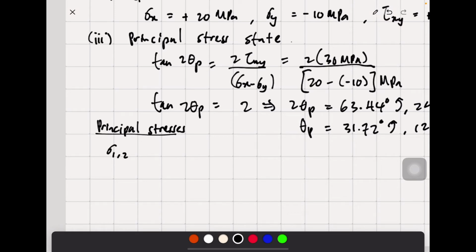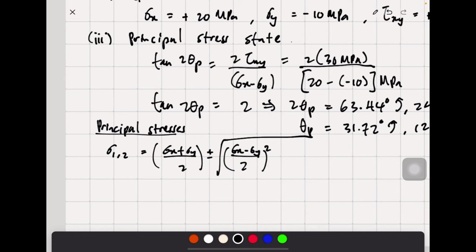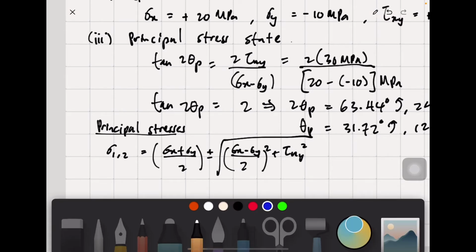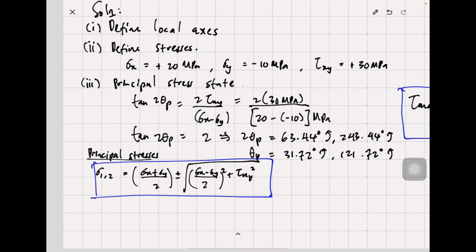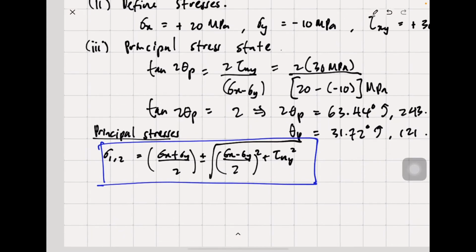Sigma 1, 2 is equal to sigma x plus sigma y over 2 plus minus square root of sigma x minus sigma y over 2 square plus tau xy square. So I should put this in the box because this is another important formula in this series, right? So we can straight away calculate this.